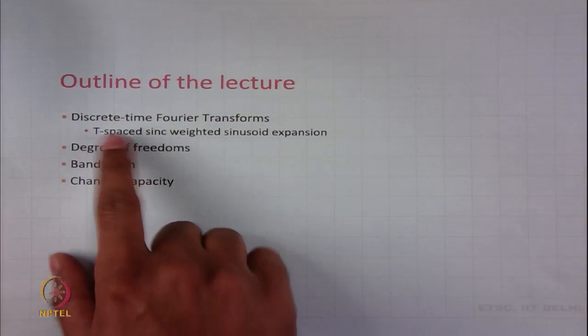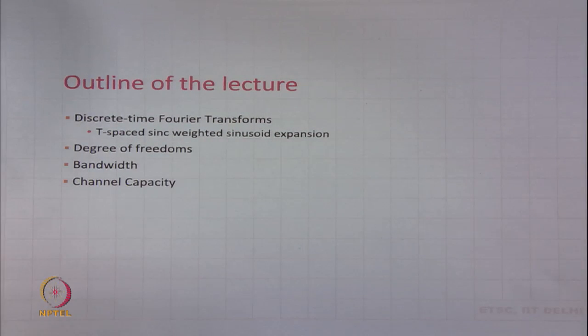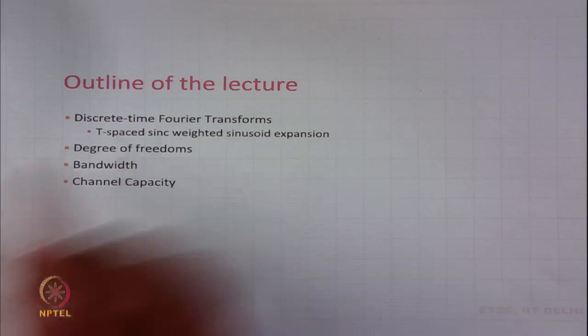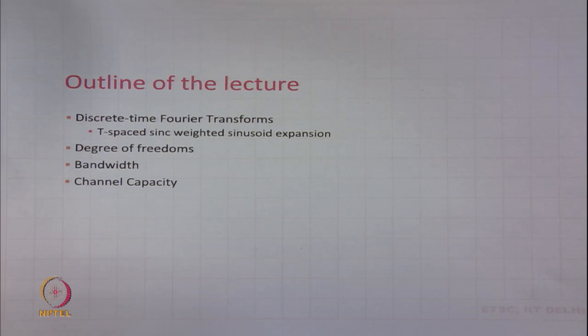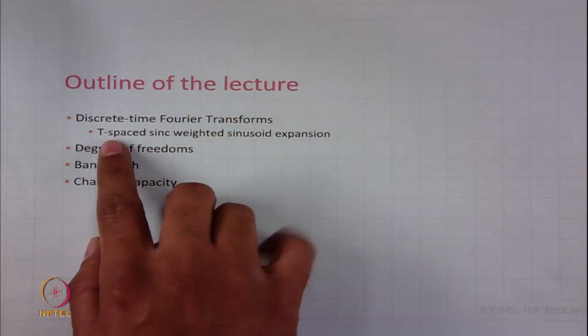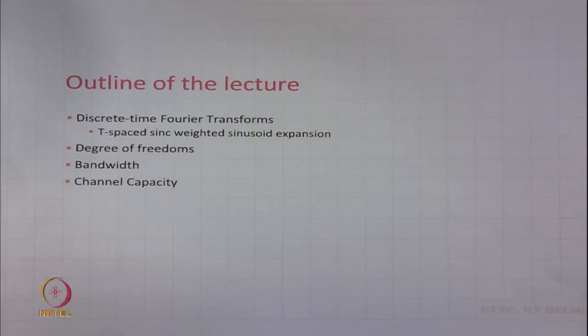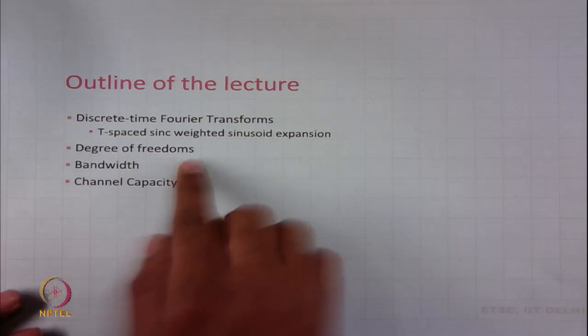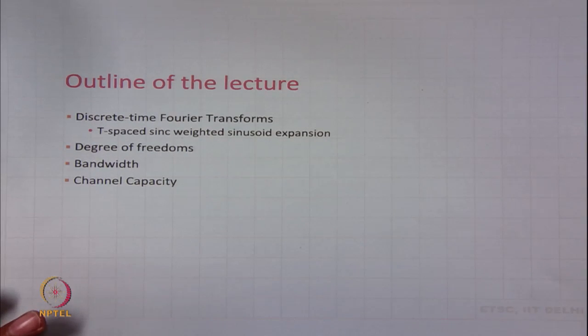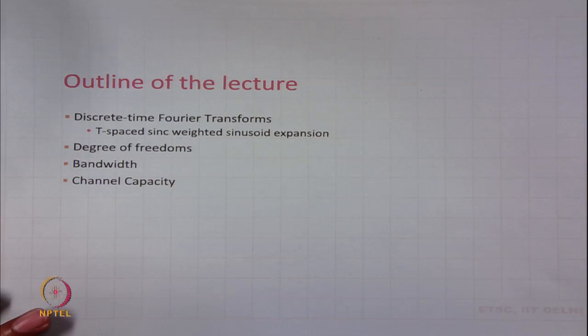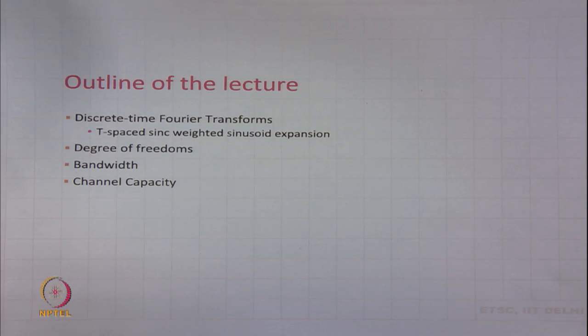In today's lecture we will first complete what we left from the orthogonal expansion. We will be talking about discrete time Fourier transforms and how they can be used to get what is known as the T spaced sinc weighted sinusoid expansion. Then we will look into what this degree of freedom is, then we will look at the bandwidth of signals and systems, and then we will learn about channel capacity. So, let us first start by finishing this idea of orthogonal expansion.